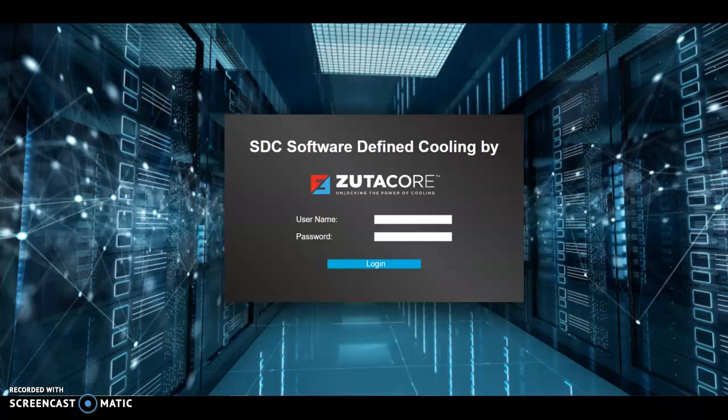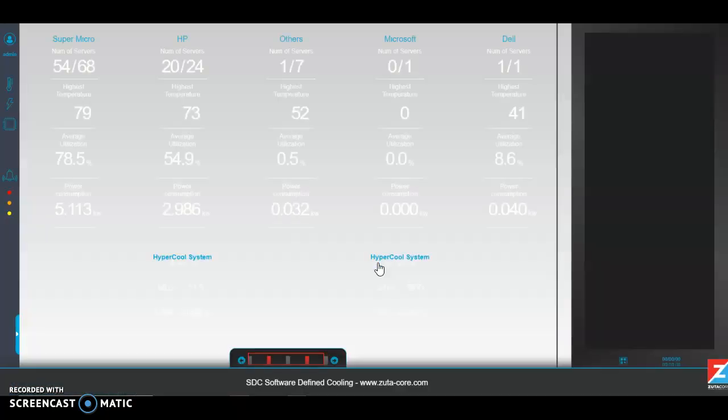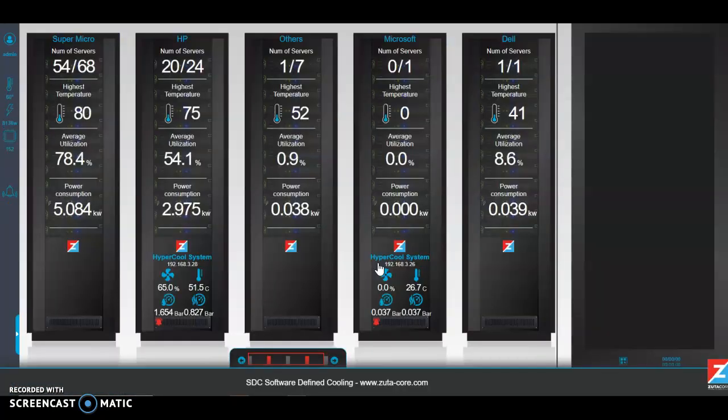This is an add-on to DCIM systems that can provide additional information about your racks, your servers, and the CPUs in the servers. And let's go in. I'm putting in my name and my password and logging in. And then I have a view of all my racks.